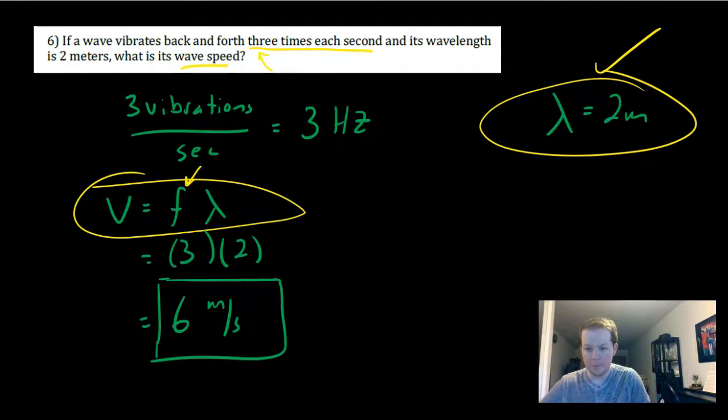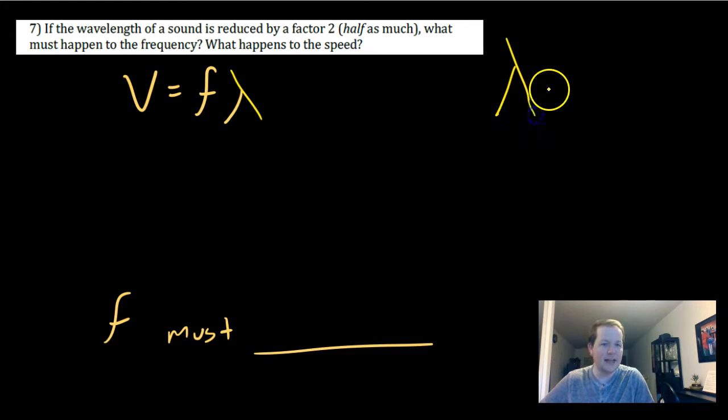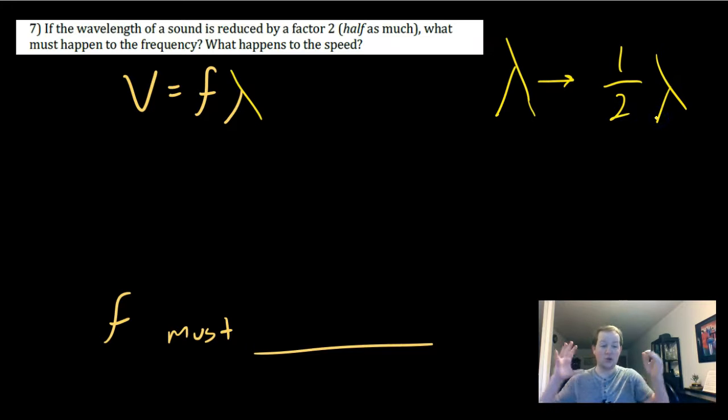Next problem. Number 7. Okay, this is a conceptual question. Oh, looks like my diagram got a little messed up. It says the wavelength of a sound wave is reduced by a factor of 2. So we go from some wavelength lambda, and it's reduced by 2. So that means it's 1/2 as much. So I'm cutting it in half. I had a certain amount of wavelength, and now that wavelength is smaller. It's half as big. There's 2 questions. What must happen to the frequency, and what happens to the speed?